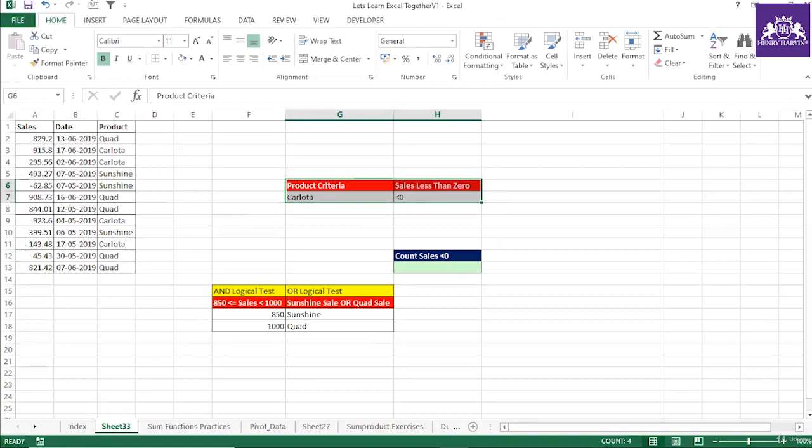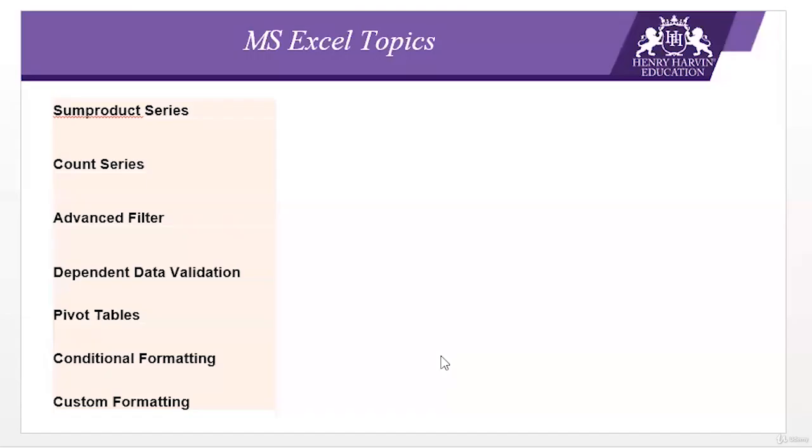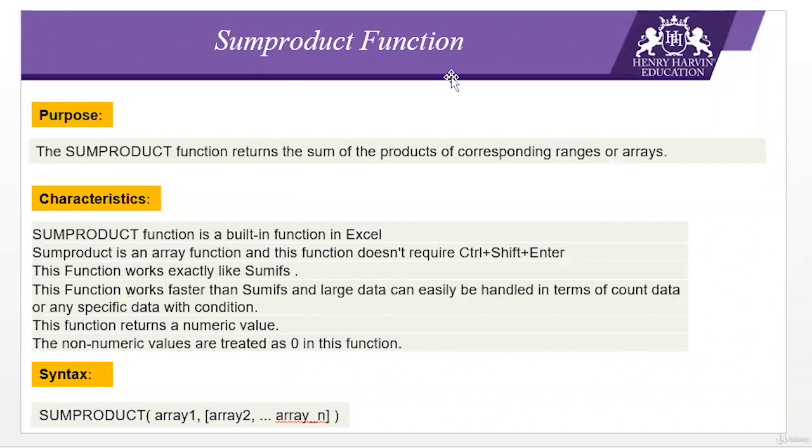So let me quickly make you understand this entire series in one go. SUMPRODUCT, as we have already discussed, is an inbuilt function. It's an array function and does not require Control Shift Enter. This function works exactly like the SUMIF function, and it returns a numeric value, and non-numeric values are treated as zero. This is the argument which is passed to this function.